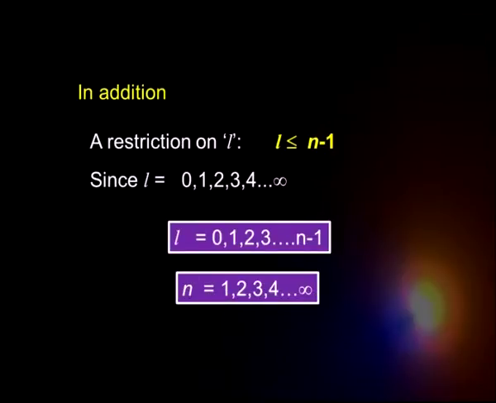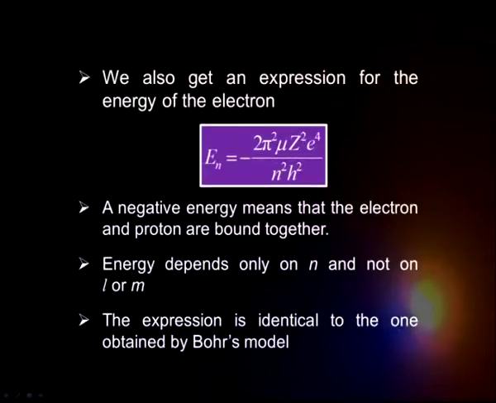So what do we get? We get three sets of quantum numbers. In addition to the wave functions, the quantum number and a restriction on the value of L, we get another expression called the energy expression, which reads En equals 2 pi square mu z square e to the power 4 by n square h square, wherein 2, pi, mu, z, e and h are all constants. That means all these terms become constant. So energy is inversely proportional to the square of the principal quantum number. That's one significant observation we have.